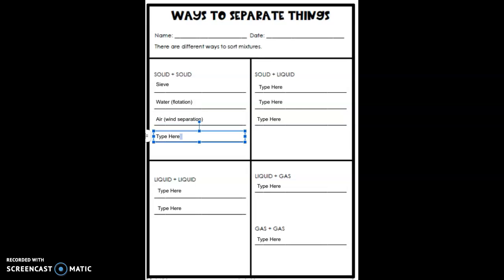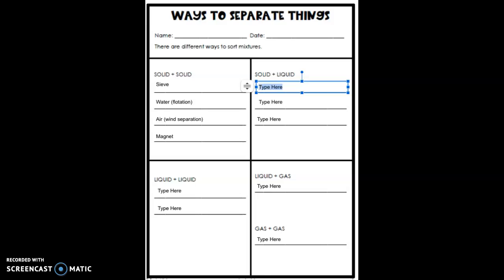And our last solid to solid separating technique is with a magnet. This would be like if I had cereal and paper clips mixed together, I could swing my magnet through the cereal and pick up all the paper clips, so then I would have my paper clips stuck to my magnet and my cereal still left in the bowl. So just to review, our 4 methods for separating a solid and a solid are a sieve, water, air, and a magnet. So next we're going to look at a solid and a liquid.